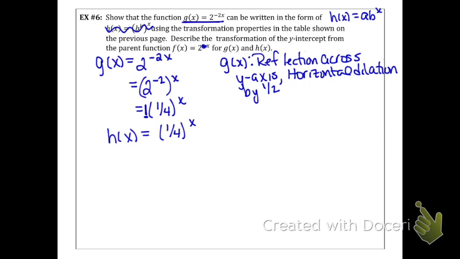All right, so because it reflects across the y-axis, that's not going to cause that y-intercept to move. And then a horizontal dilation by 1/2 is going to affect my x values and not my y's, and so 0 times 1/2 doesn't cause it to move. So there will be no change in the y-intercept.